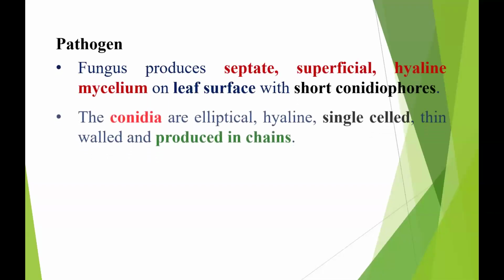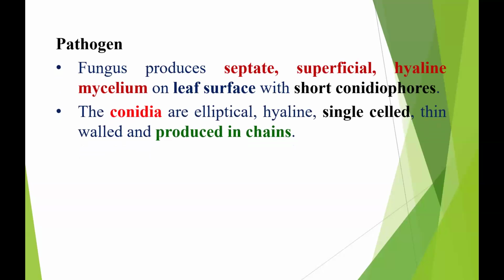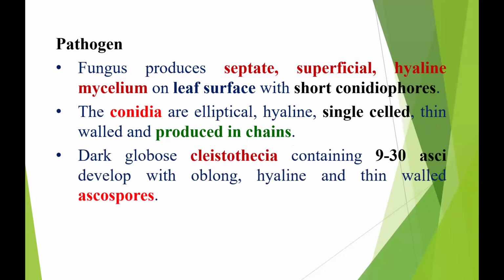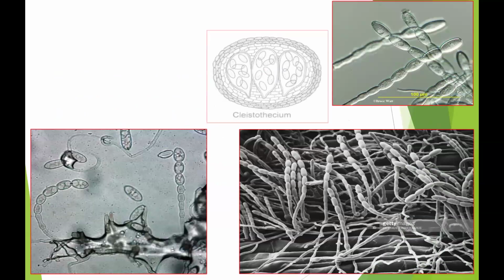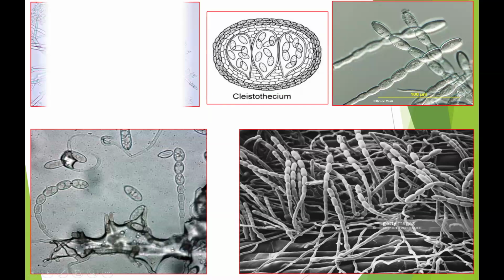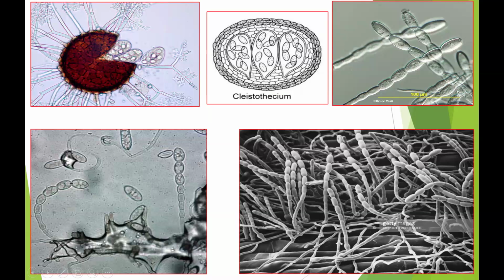And the fungus produces septate, superficial, hyaline mycelium. Hyaline means colorless, with a short conidiophore. The sexual fruiting body is Cleistothecia, which produces 9 to 30 asci, inside which ascospores are present. And conidia is the asexual spore, which is hyaline, single celled, and is produced in chains like this. These are the conidia which are produced in chains. And this is the Cleistothecia, inside of which we can see the asci. These are three asci, and inside those, the ascospores are present.